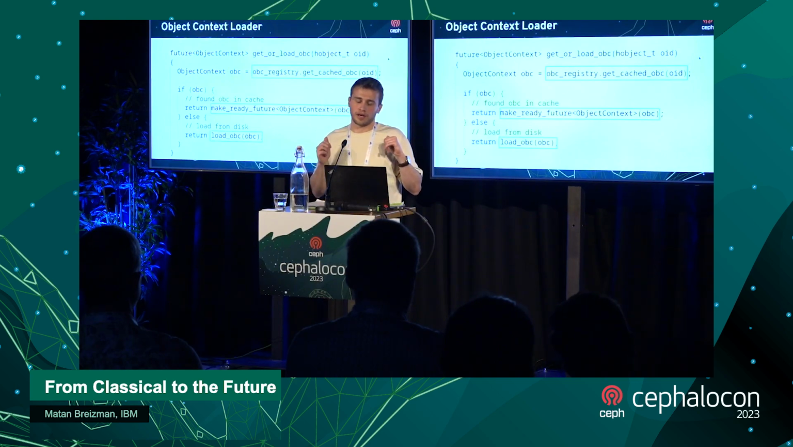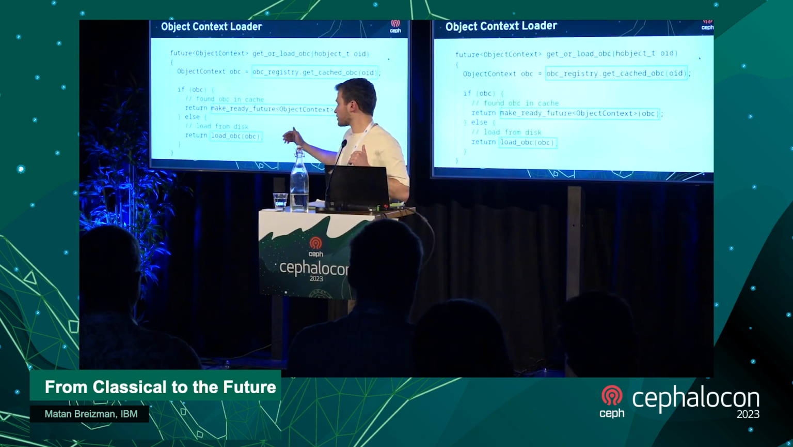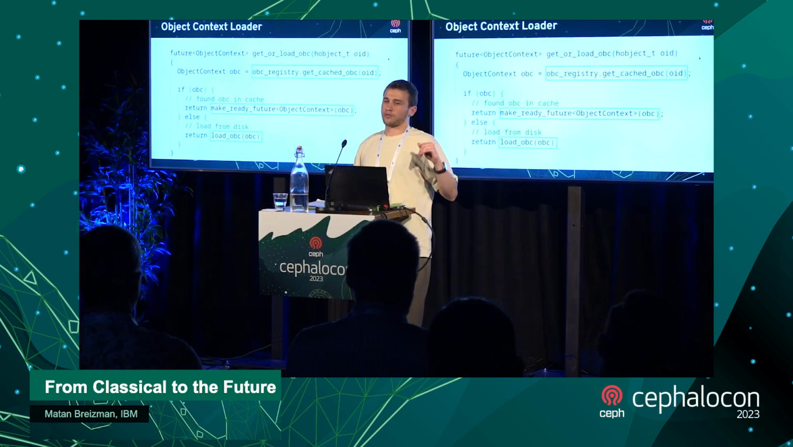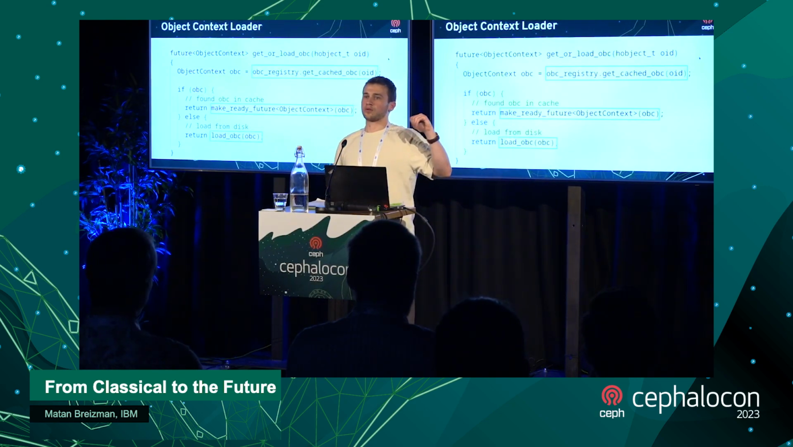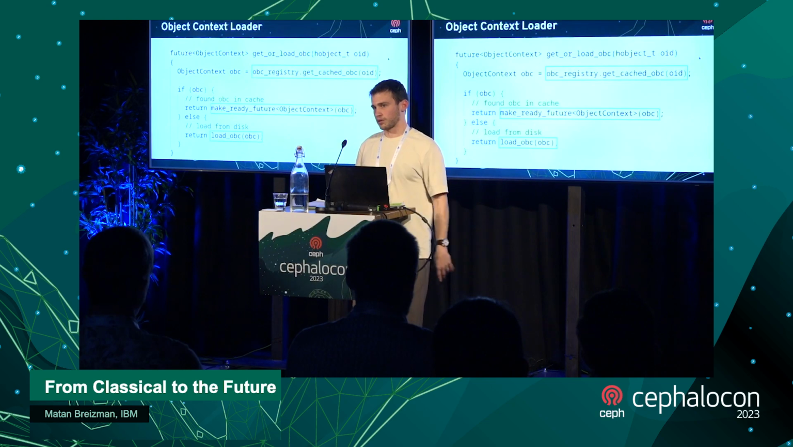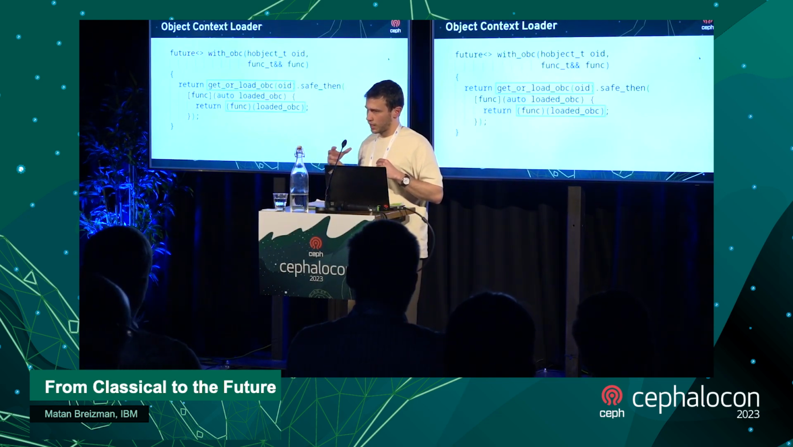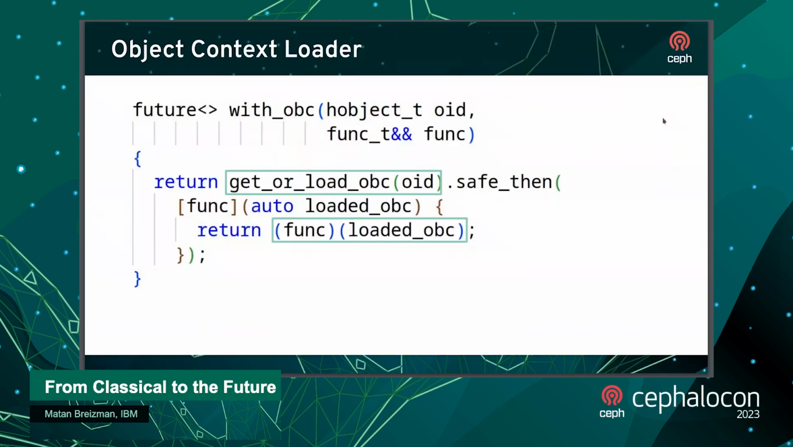And in the other case, the second case, we load it from disk. We actually have the load OBC function, which will return an unresolved future that do process will need to wait on before it can actually use it. So this is the with OBC again, now that we know what get or load looks like. We have the get or load, and it will return us the loaded OBC in the second line here. And once it's ready, this is a Seastar continuation, we pass the loaded object context into our callback function.